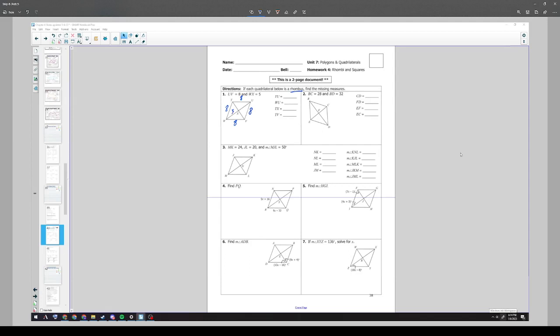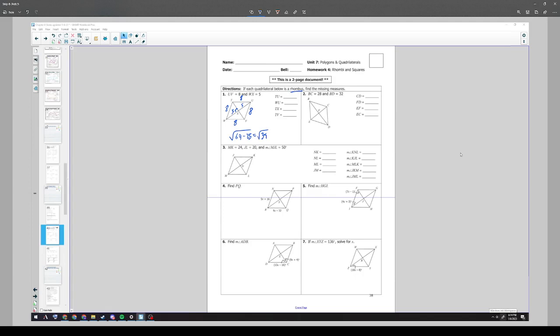So that means, since the diagonals bisect each other, XU is also 5. The only missing piece of information is TX and XV, and since these are right triangles due to the perpendicular diagonals, we can use the Pythagorean theorem and do the square root of 8 squared minus 5 squared, which would be the square root of 39. 39 is 3 times 13, so that's not simplified. We can't simplify it. So now we have all our measures.